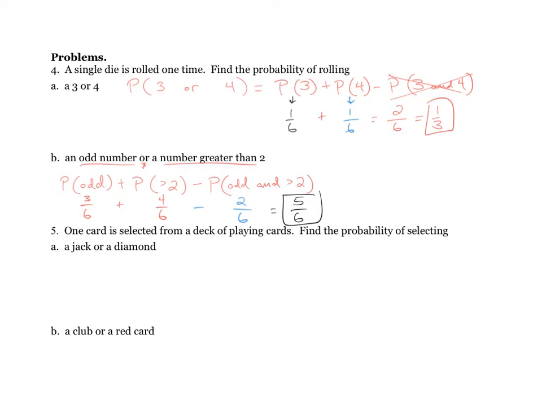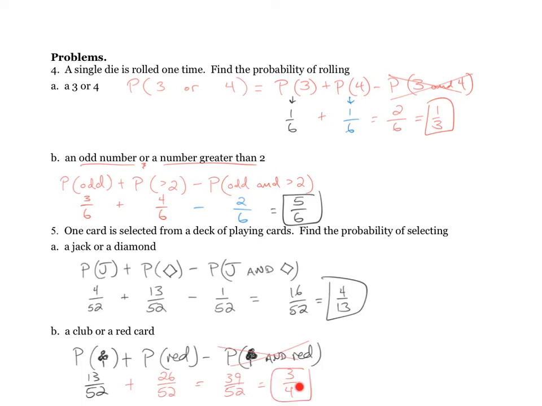Go ahead and try number 5 for yourself. Hopefully you got these answers over here. A very brief explanation. The probability of drawing a jack from a deck of cards is 4 out of 52. The probability of drawing a diamond, 13 out of 52. Is it possible to get a jack and the diamond at the same time? Yeah, you draw the jack of diamonds. So there's only one card that fits both descriptions at the same time, so 1 out of 52 we subtract. So 4 plus 13 is 17 minus 1 is 16 over 52, and that reduces.